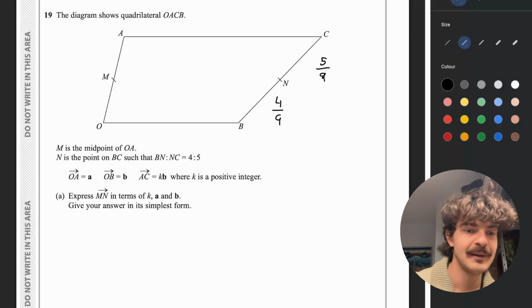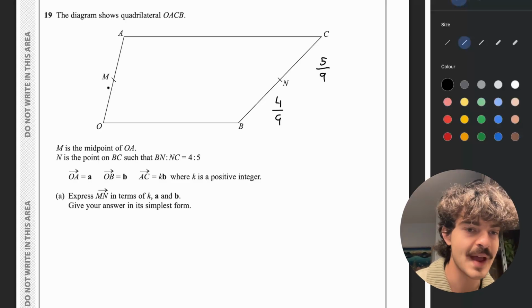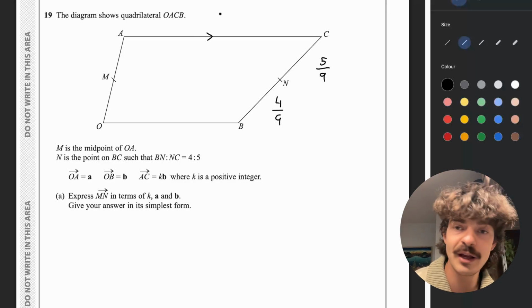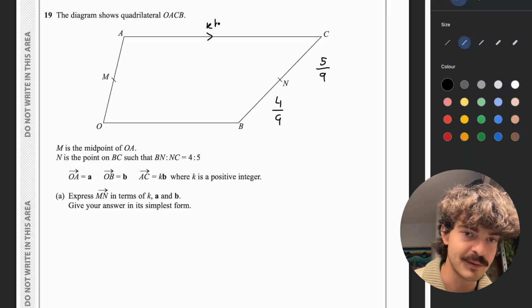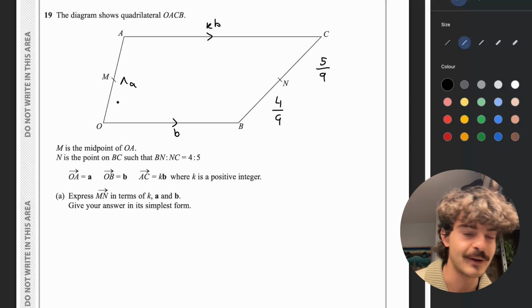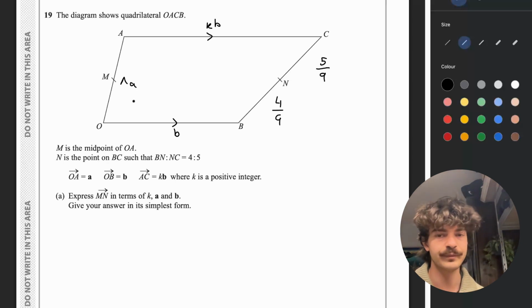O to A has a vector of A, O to B has a vector of B, and A to C has a vector of some multiple of B, K B. Right? Let's just write these on as placeholders. It's got B, and then all the way up this way, we've got, just do it like this, a little arrow off to the side saying A. So we want to start by expressing M to N in terms of K, A, and B.